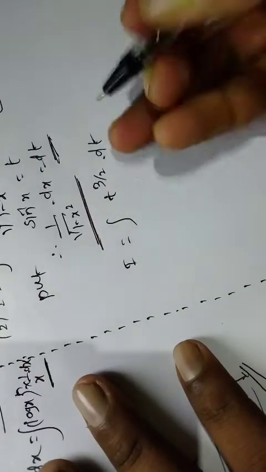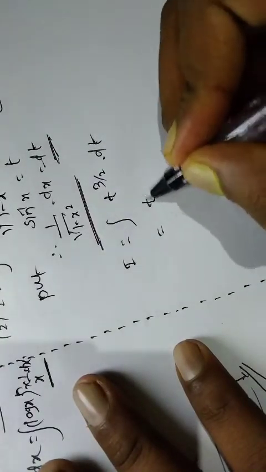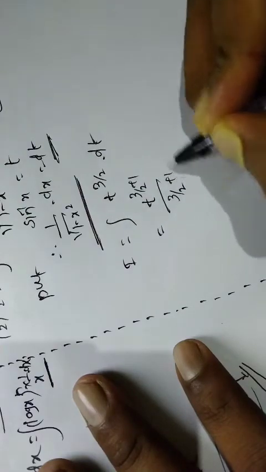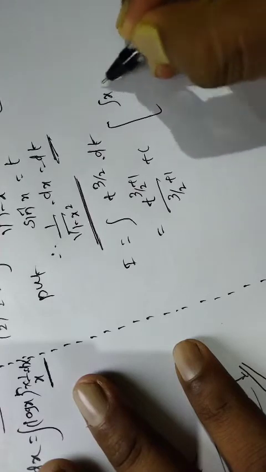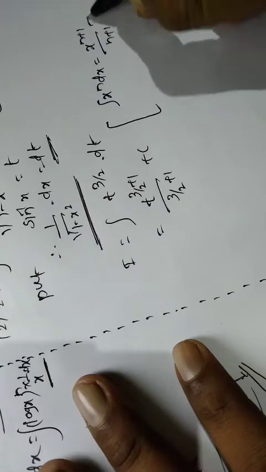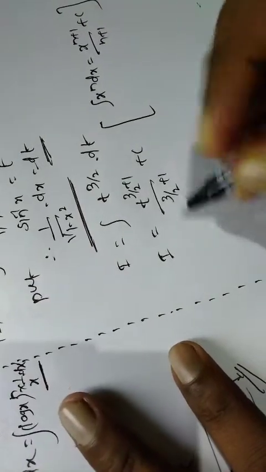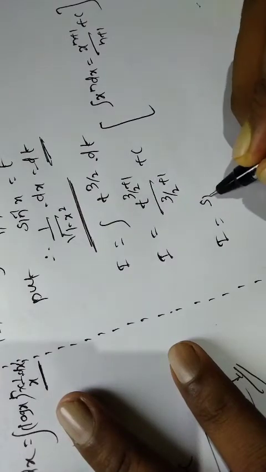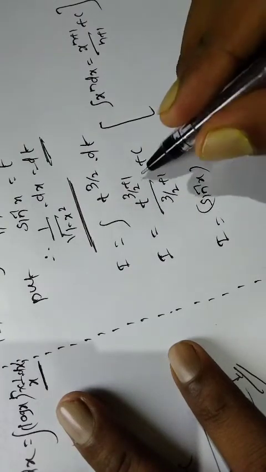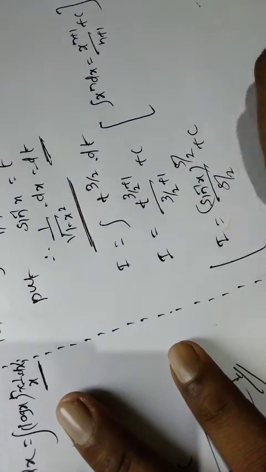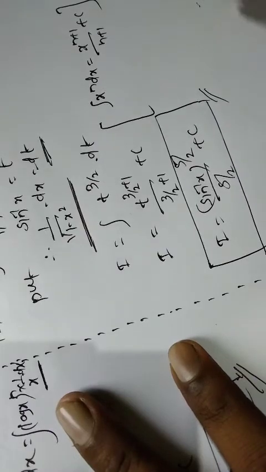Now we apply the formula of x raised to n. So this is t raised to 3 by 2 plus 1 upon 3 by 2 plus 1, because we have the formula that the integration of x raised to n is x raised to n plus 1 upon n plus 1 plus c. Now just write the value of t in the final answer. t is sine inverse of x, raised to 3 by 2 plus 1, which is 5 by 2, upon 5 by 2 plus c. So this is my second answer. Let us have some more questions.